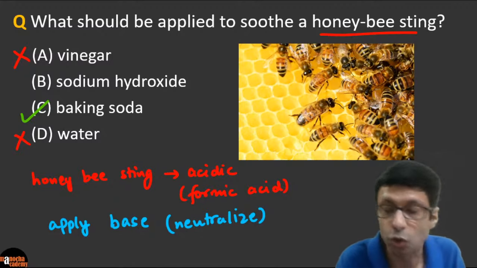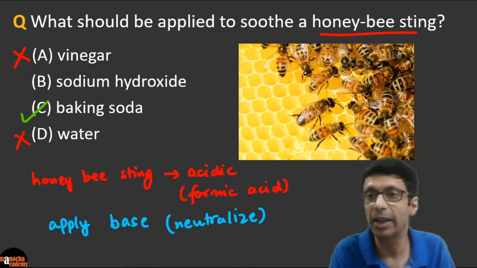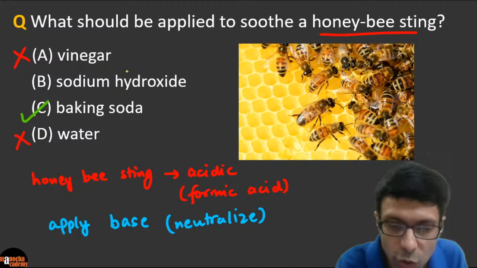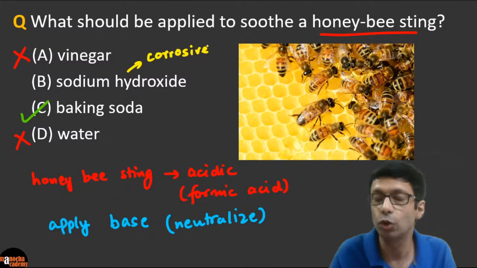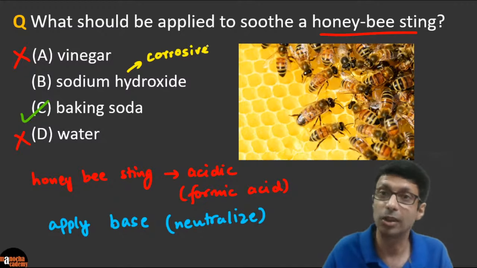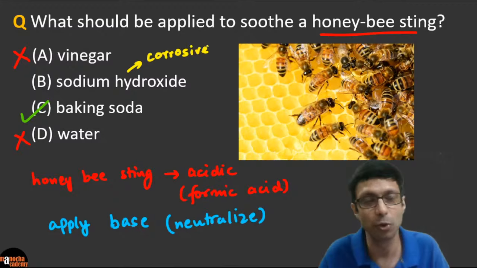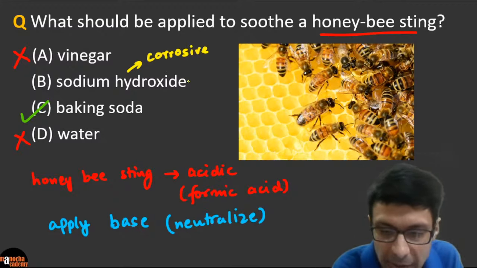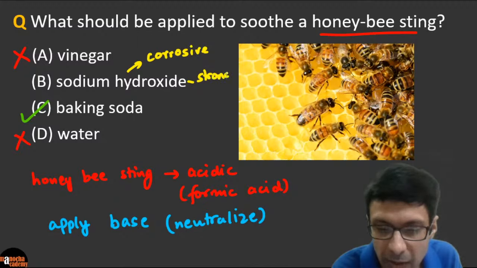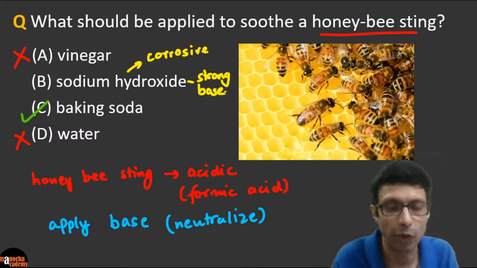But guys, sodium hydroxide, don't think only acids are dangerous and corrosive. Sodium hydroxide, it's called caustic soda. It's also highly corrosive, right? It's very dangerous to apply pure sodium hydroxide. It's bad for the skin. So instead of soothing yourself, you might cause more pain and harm to the skin because sodium hydroxide is a very strong base. So let me write that here. Very strong base, very corrosive, dangerous. So we shouldn't apply it.